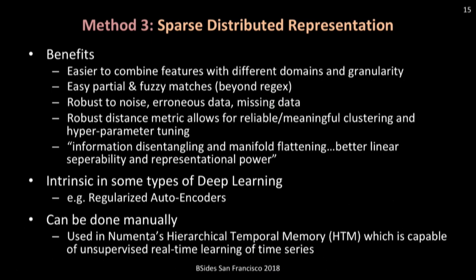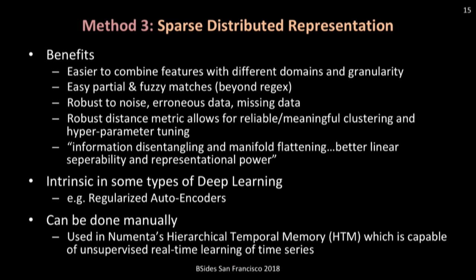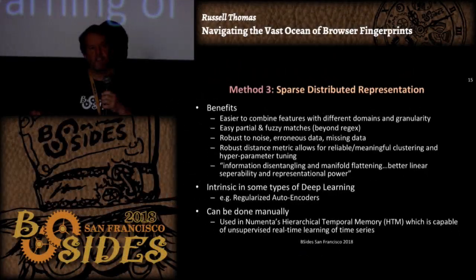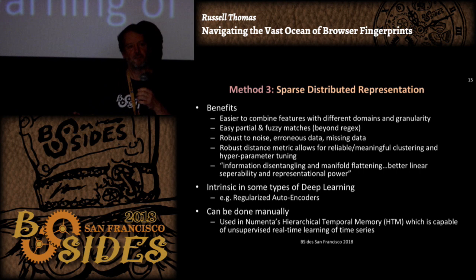So, not germane to this application, but sparse distributed representations are very robust to noise, erroneous and missing data. A couple of other things, sub-bullets here I have listed that apply if you're plugging this into a machine learning model. But everything I'm going to talk about today is what you do that's short of that, and if you don't use machine learning at all. And the key thing for me here is the last major bullet is you can do this manually.